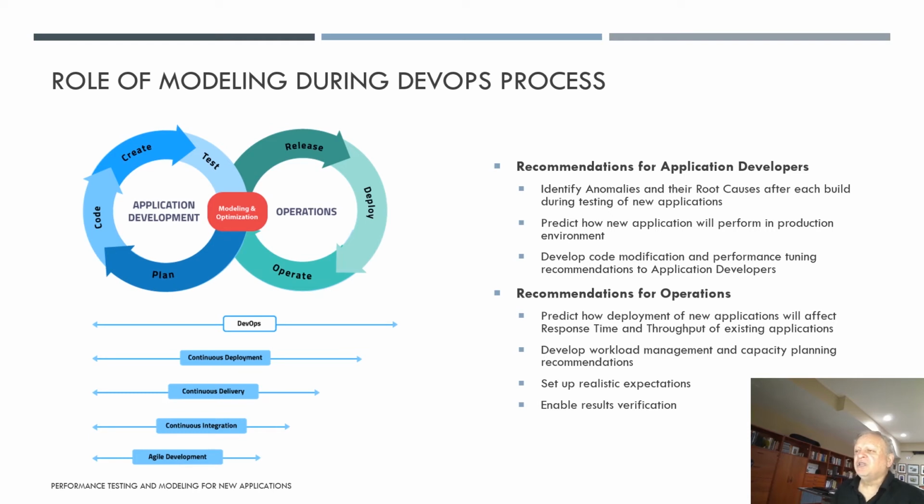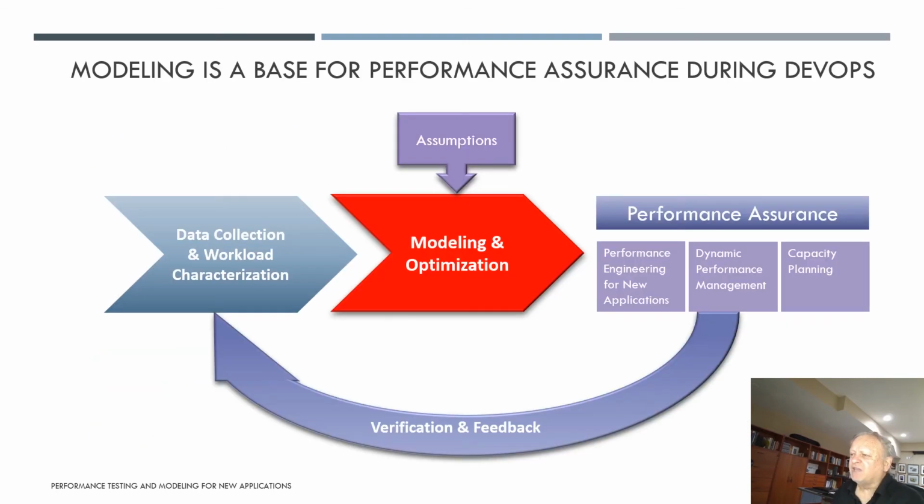Let's review 10 major steps performed during construction of models and usage of the models from a performance assurance point of view. Performance modeling and optimization engines use information extracted during stress tests and performance tests, and also assumptions about workload growth and other assumptions. All this information is used to predict how the new application will perform in the production environment.